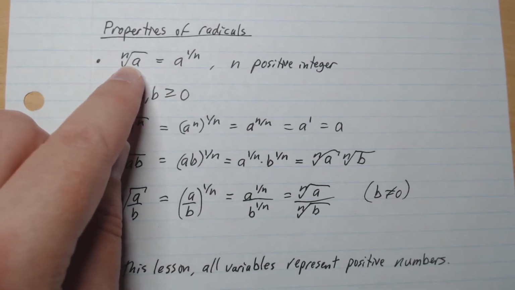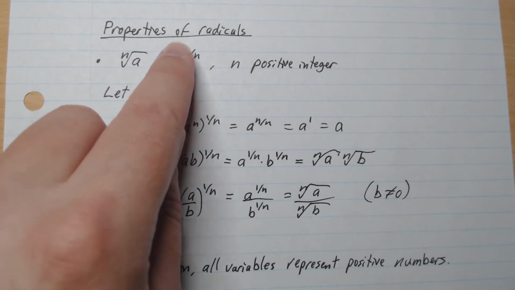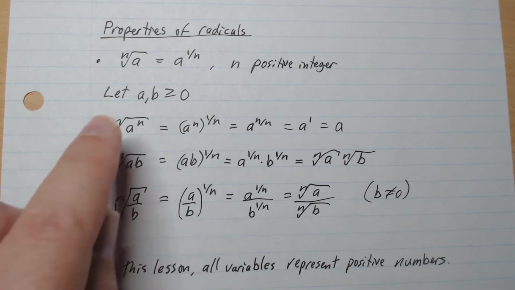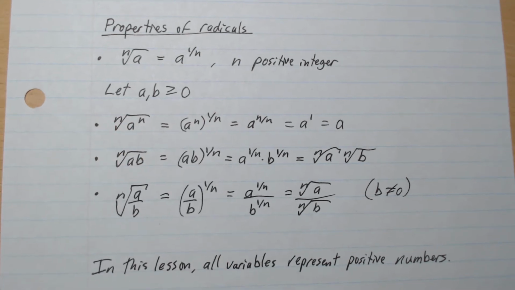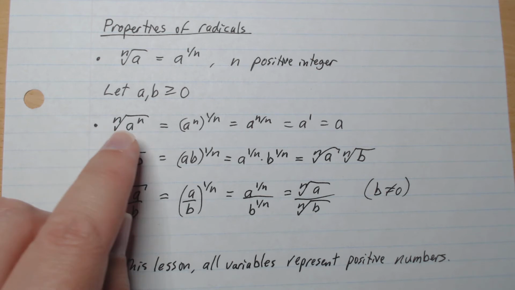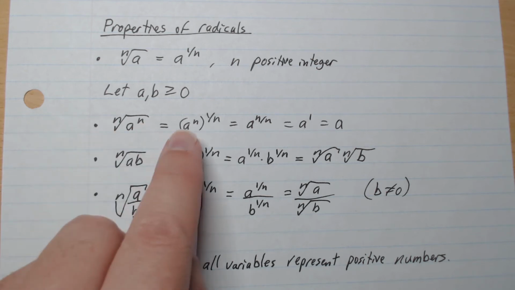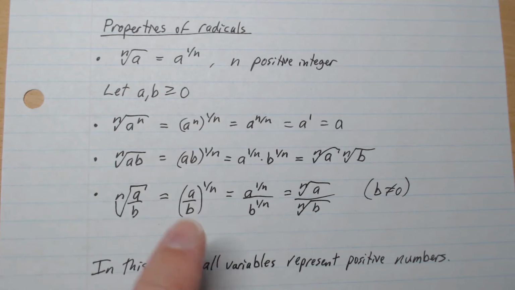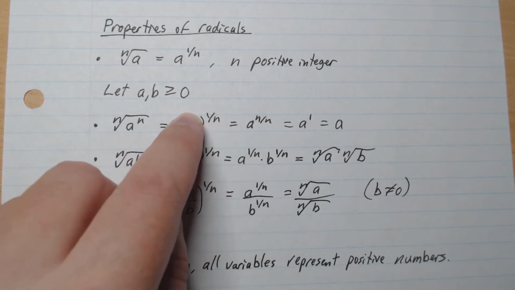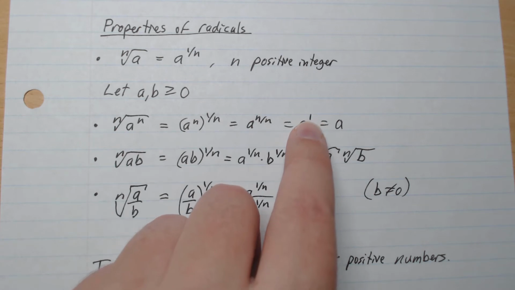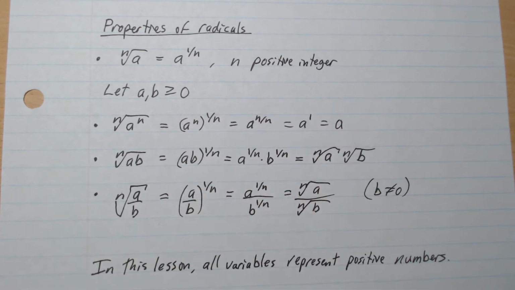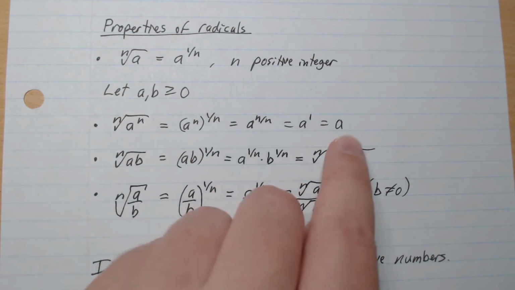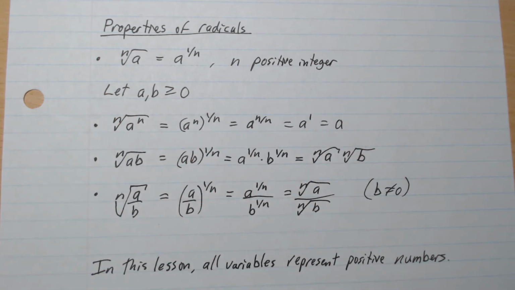The nth root of a can be written as a to the 1 over n, where n is a positive integer. So let's have a and b greater than or equal to 0. If we do the nth root of a to the n, this is the same as a to the n to the 1 over n. From our exponent rules, we multiply, which gives n over n. This reduces to 1, which reduces to a. So in other words, the nth root of a to the n, these cancel, and what's left is a.